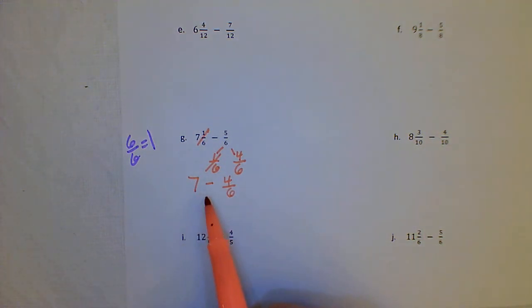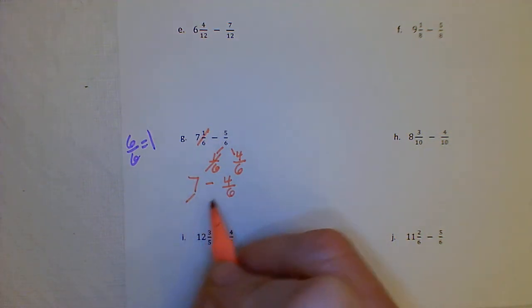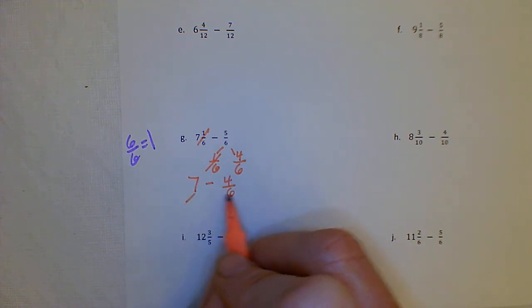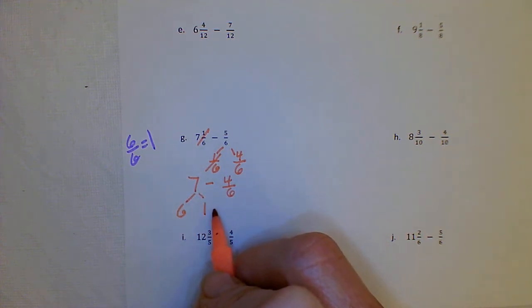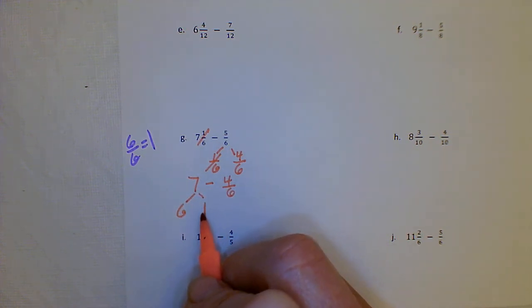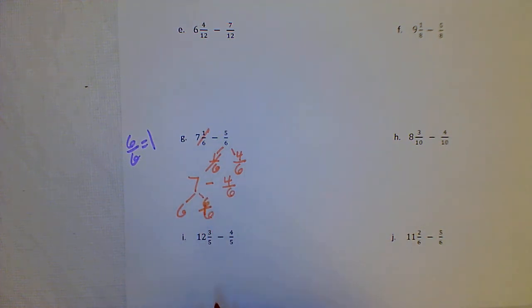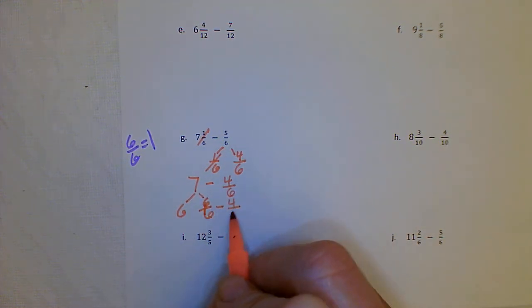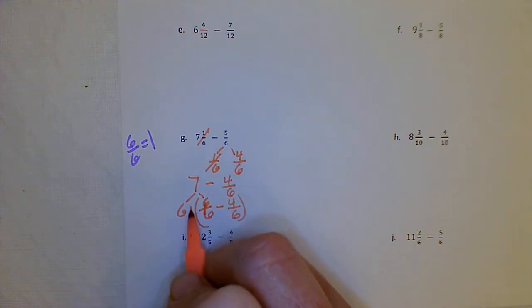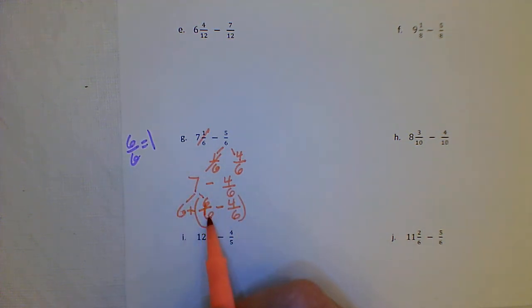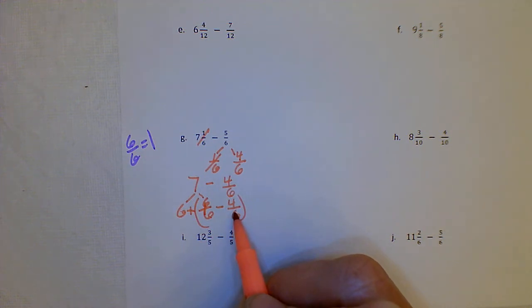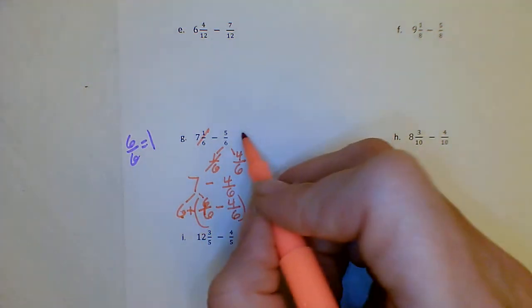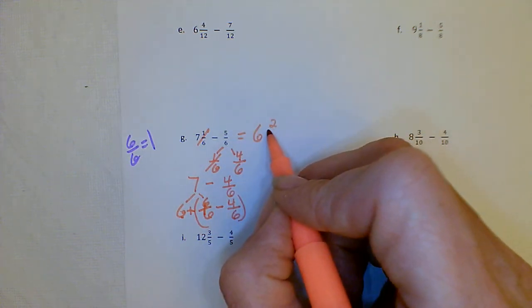So now we're going to take that 7 and decompose it, because we need to get common denominators. So 7 becomes 6 and 1, and then that 1 becomes 6/6 instead. So we have 6/6 minus 4/6. Remember, 7 was really 6 plus 1, but we wrote 6/6 instead. Now you can see we have 6/6 minus 4/6 is 2/6. And the other thing we have is we still have our 6. So that's going to be equal to 6 and 2/6.